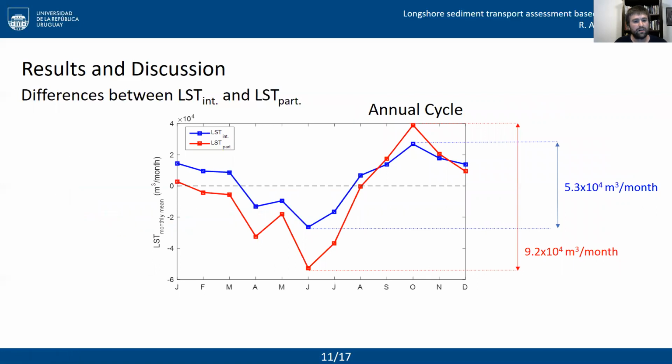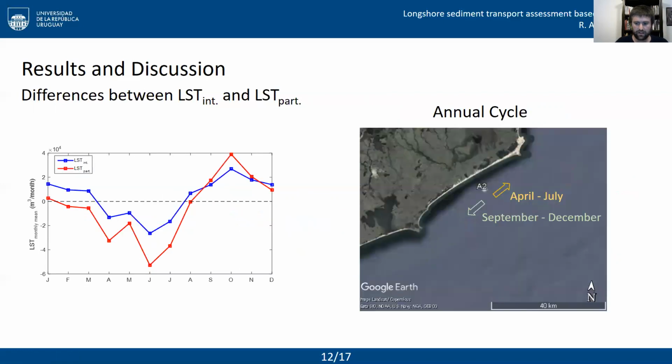If we look at the annual cycle, we also observe the same pattern using both approaches. And there is a well defined cycle with negative values from April to July. So from April to July, we have transport to the north, and we have positive values from September to December. So in this period, from September to December, we have transport to the south.